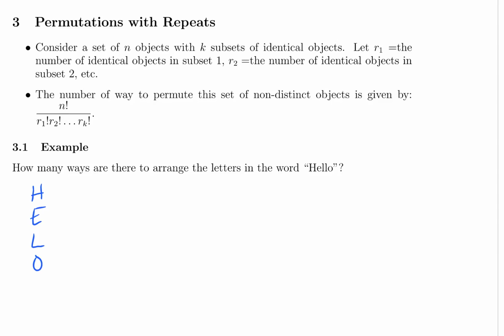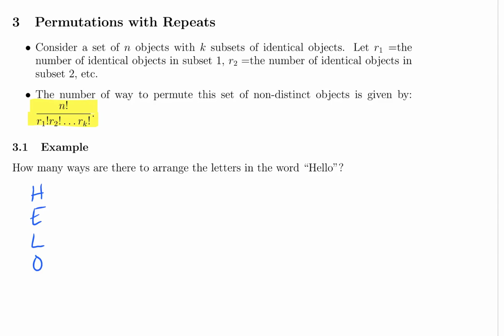And then the way we figure out the number of ways to permute these different objects, even though we have non-distinct ones, is by taking n factorial divided by r1 factorial, r2 factorial, etc. down to rk factorial. So let's see how we would apply this with the letters in the word hello.